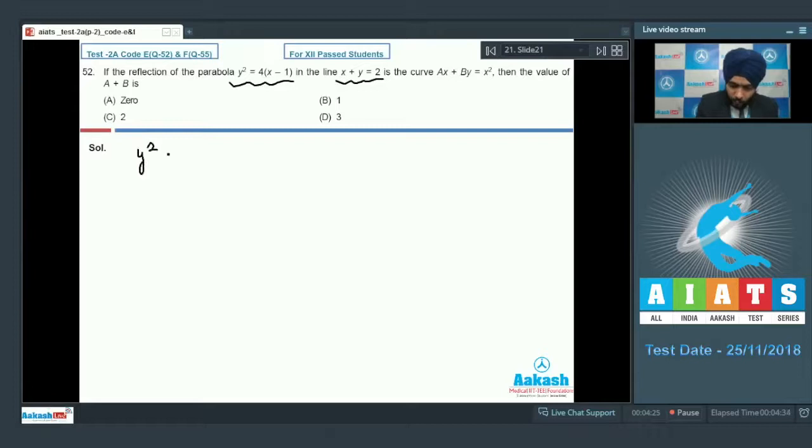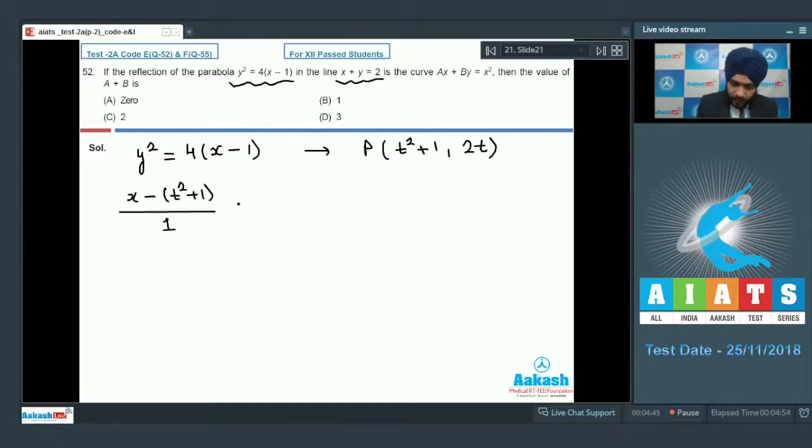y square equal to 4 times x minus 1. The value of a is 1, so parametric coordinates of any point p on this parabola can be taken as t square plus 1 comma 2t. Image of this point p in the line x plus y equals 2. The formula is x minus x1 upon a, that is 1, y minus y1, y minus 2t upon b, that is also 1, is equal to minus 2 into, put the coordinates in the line, t square plus 2t plus 1 minus 2 divided by a square plus b square.